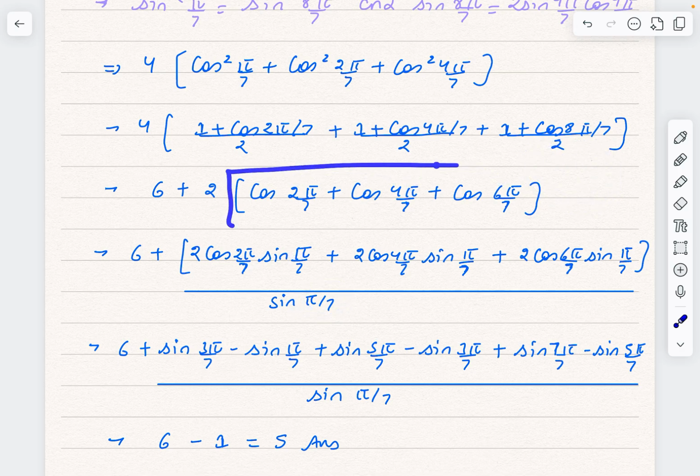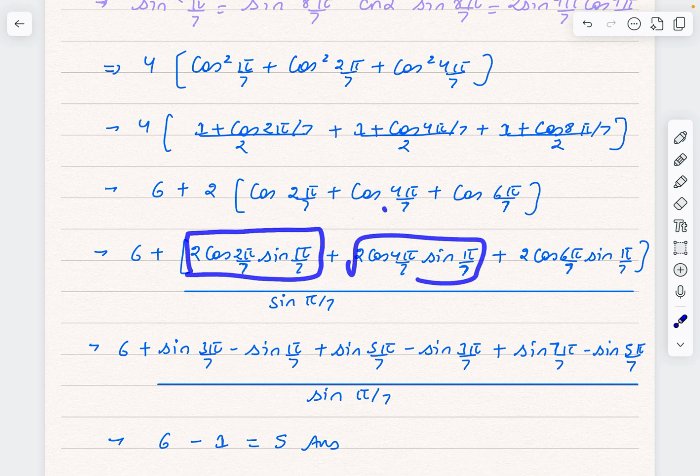Like I told you, next week I'll give you the direct formula. This is just for this week. From next week, when you have the formula, you can do it directly. Right now you don't know the formula, that is why I'm doing this. So multiply and divide with sine pi by 7. You will see it becomes 2 cos 2 pi by 7 sine pi by 7. Same for these two also, and divide by sine pi by 7.